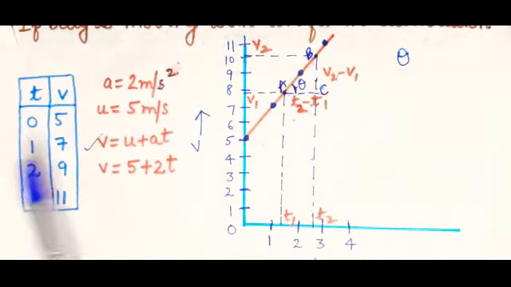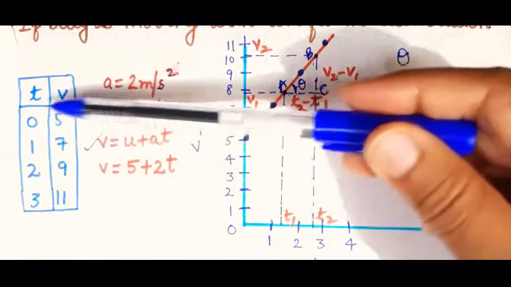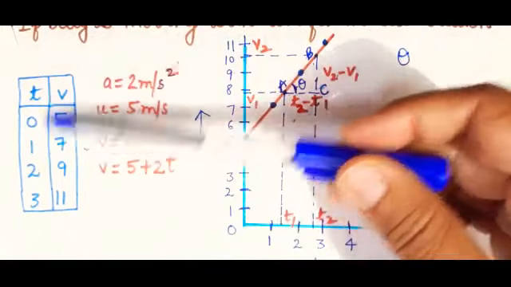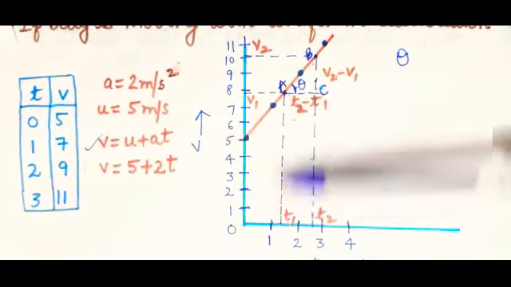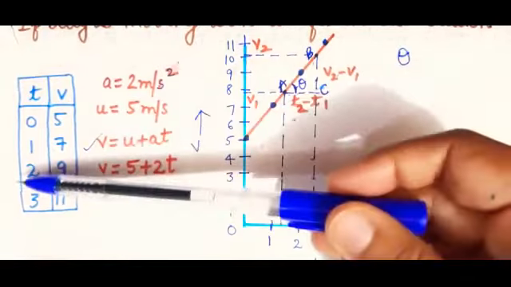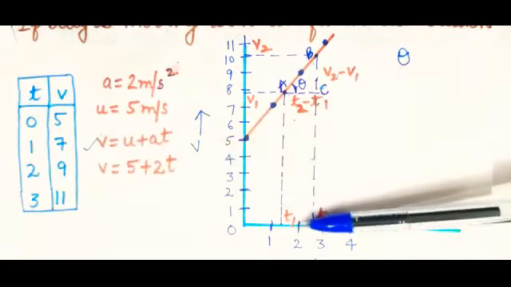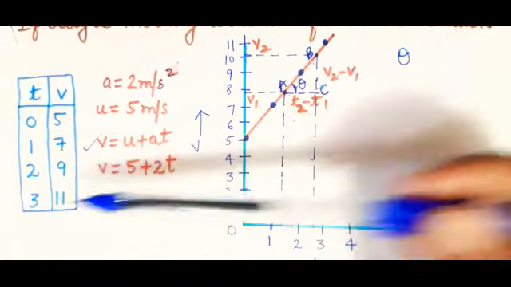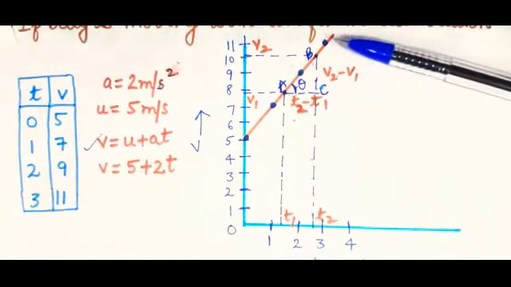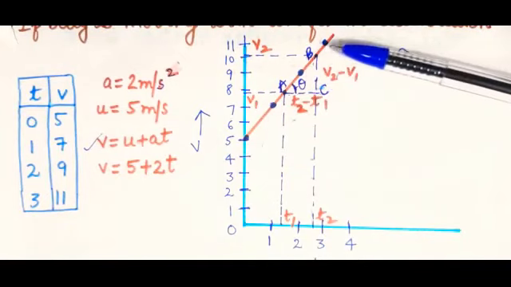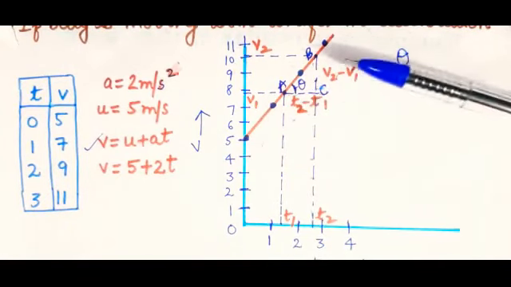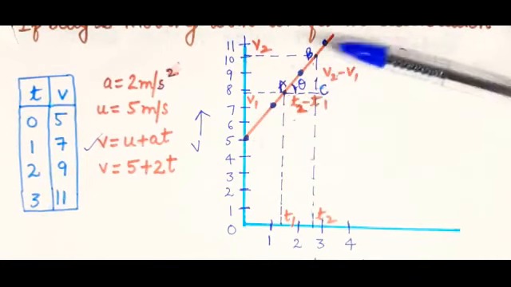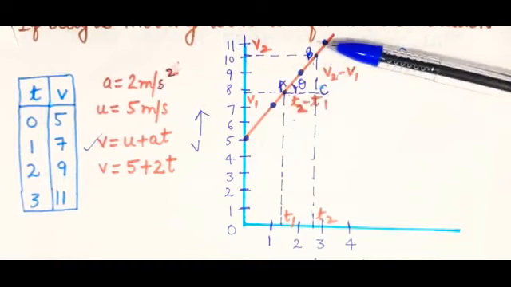Now substitute the values of these. When time is 0, velocity is 5. Time is 1, velocity 7. Time is 2, velocity is 9. When time is 3, velocity 11. Now you got these 4 points. Now join these points. After joining these points, you will obtain a straight line.